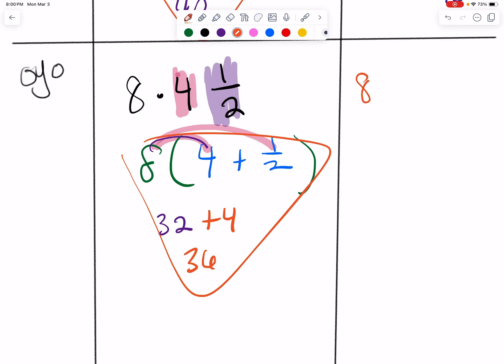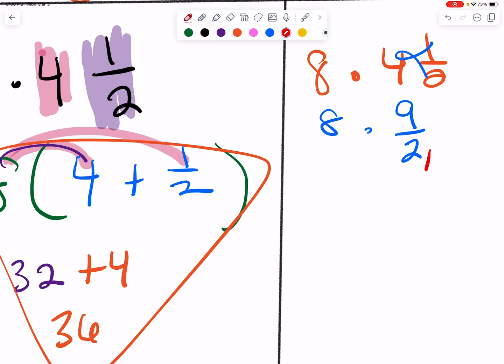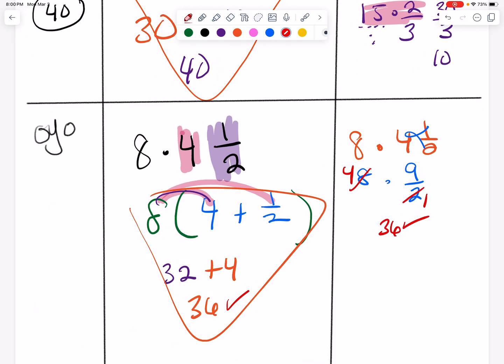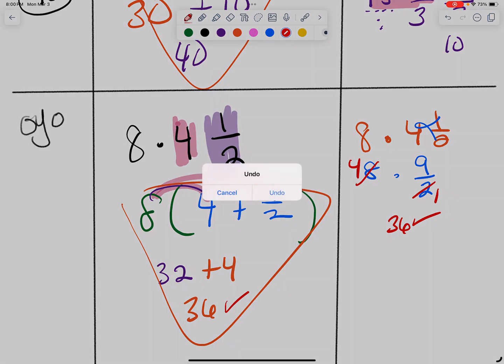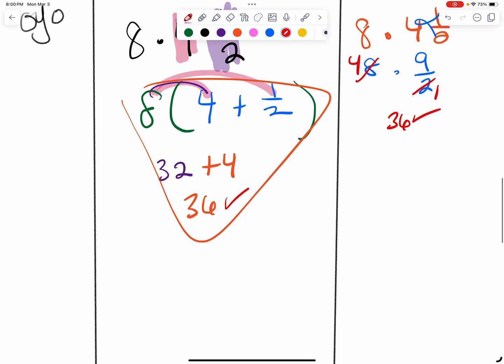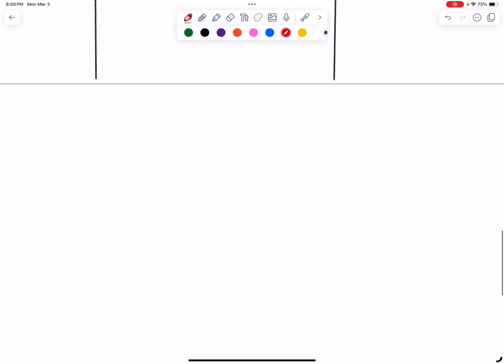Another way is Indiana Jones. Dun, dun. That's 8 times 9/2. Cross cancel. And then 4 times 9 is 36. 36, 36, check, check. Okay? That's distributive property.